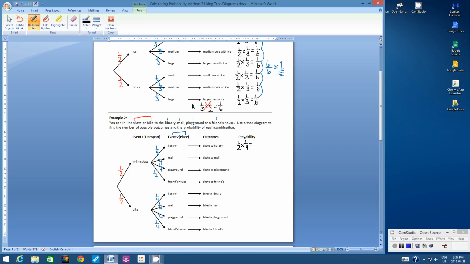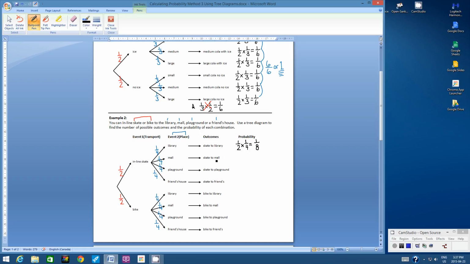Now when we multiply fractions, we multiply the numerators separately. 1 times 1 is 1. And then we multiply the denominators separately. 2 times 4 is 8. So we have a probability of 1/8 that we will skate to the library. Okay, let's go to the next one. So if you can stay ahead of me, that would be great.